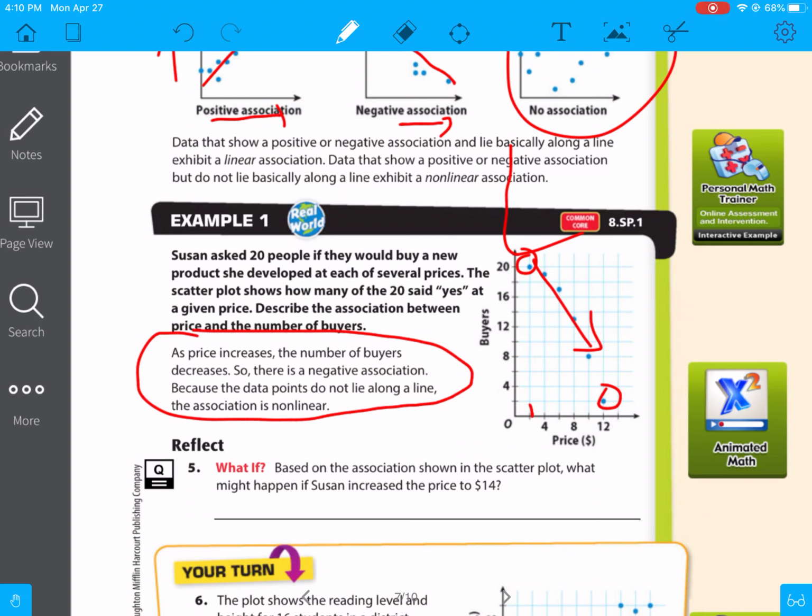All right, so based on the association shown in the scatter plot, what might happen if Susan increased the price to $14? So if you look at $12, only 2 people would buy it. If it went up to $14, you could have 0 buyers. I would say 0 to 1 or 0 to 2 buyers would buy the product.